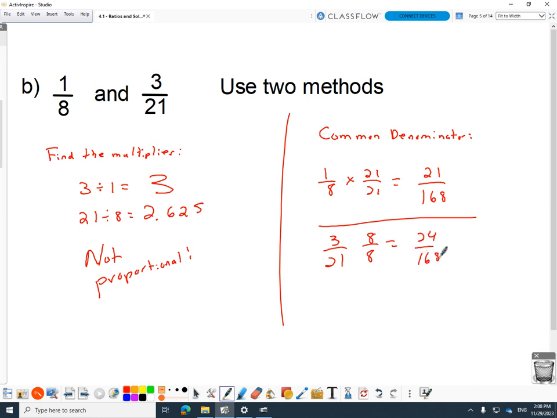Are those 2 things equal? 21 over 168? 24 over 168? No, not proportional.